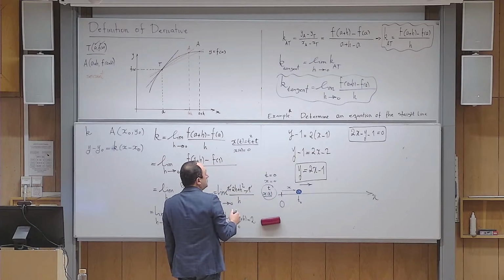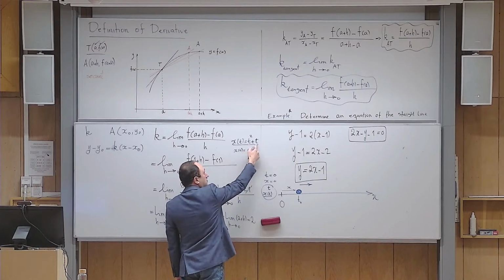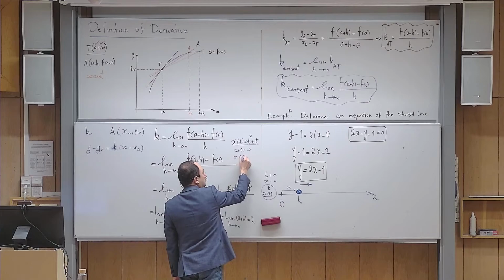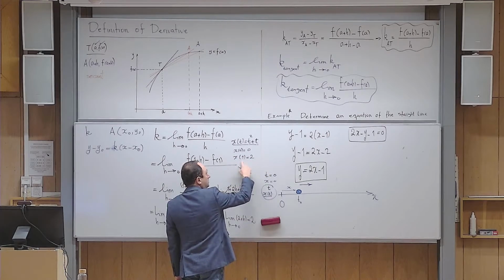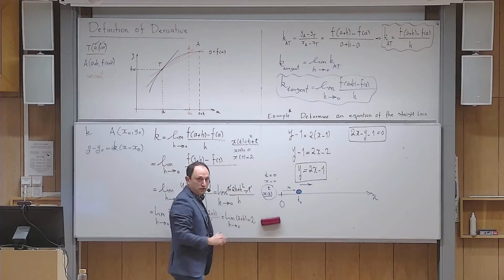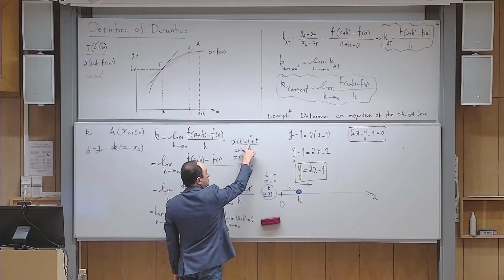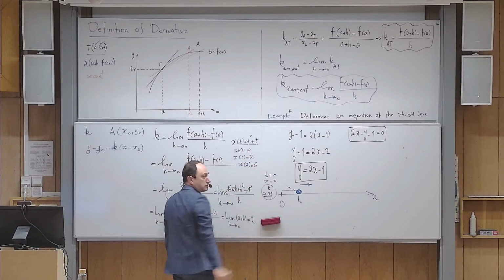But if I ask you, where is it 1 second later? You put 1 instead of t, what do you get? 2. So this means that 1 second later, the particle is at 2. But let me go 1 second later. So x of 2, yes? What happens? You put 2 here, 4 plus 2 is 6.